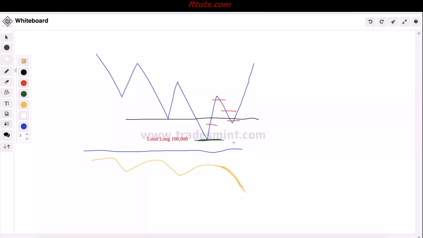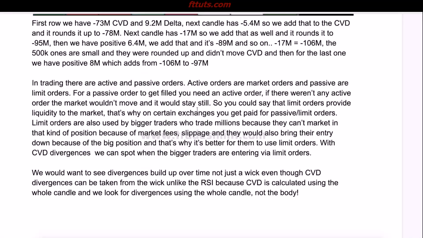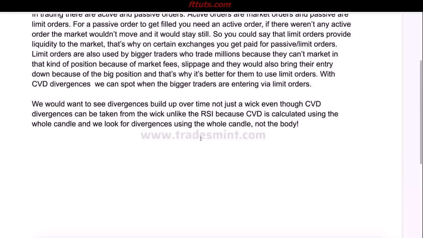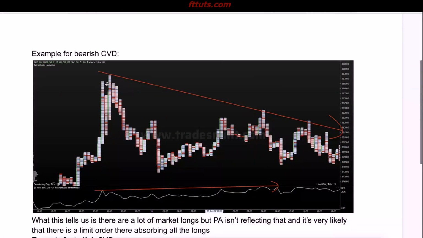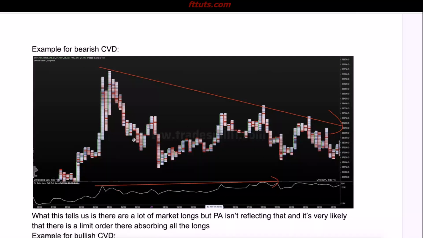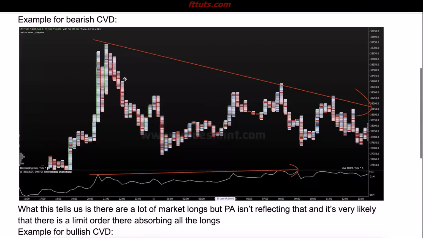So we should be looking for CVD divergences to give us hints that there are large players holding price at a certain level. Let's take a look at some actual pictures. Right here, we have bearish CVD. Why? Price is making lower highs, and yet CVD is getting higher. What is this telling us? There are many people marketing long, and from this peak to this peak, more people are marketing long than marketing short.